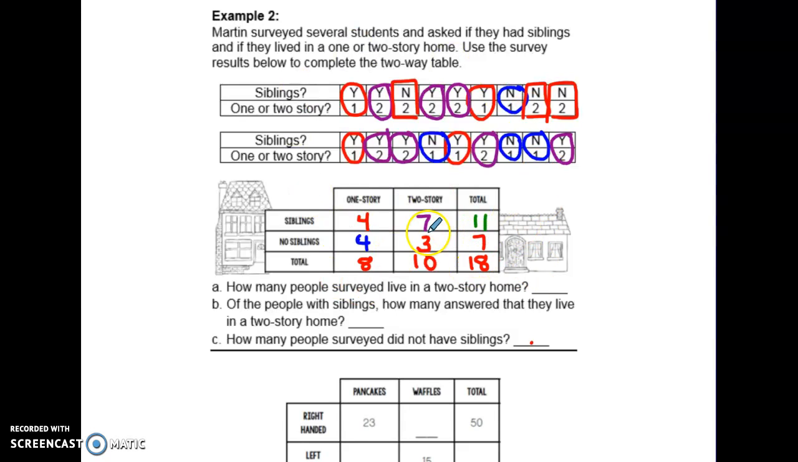Once again, once you have your table, it's a nice organized way to look at your data. You can answer questions. How many people surveyed lived in a 2-story home? So remember, you're just going to go to the 2-story column and go to your total. We have 10 people. Of the people with siblings, so now we're only allowed to look at this row right here, how many answered that they live in a 2-story home? Again, that was 7. And then how many people surveyed did not have siblings? So if you're in the no siblings category, the total is 7.